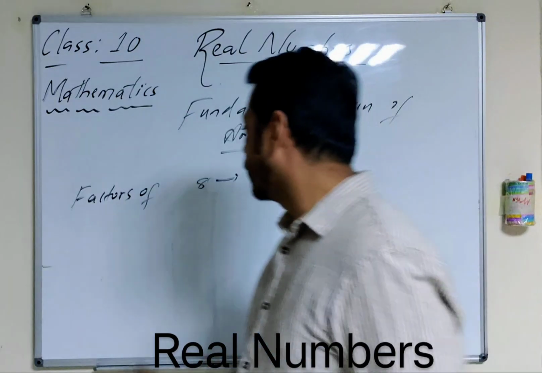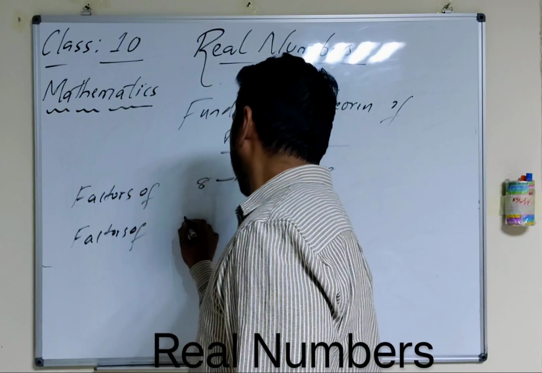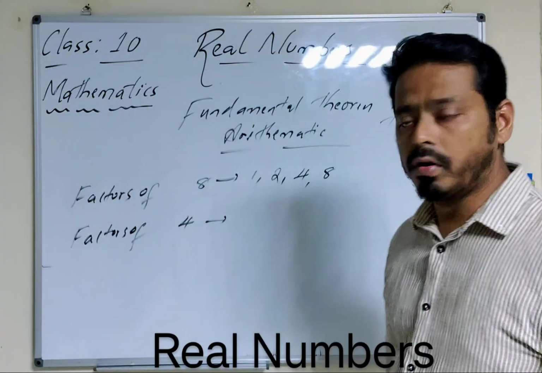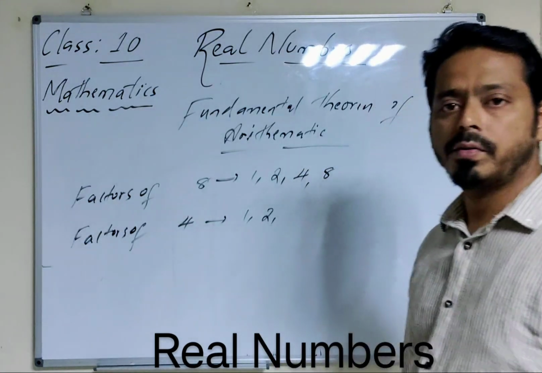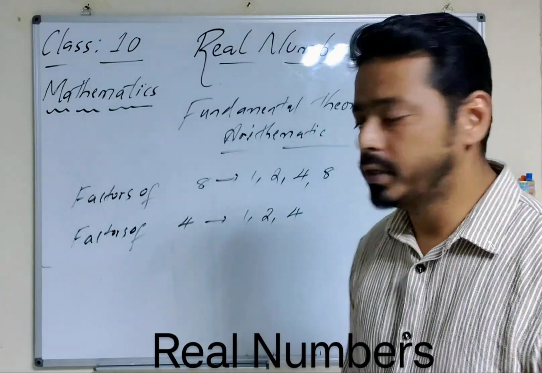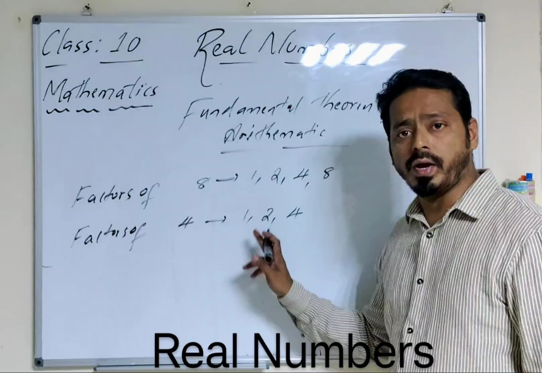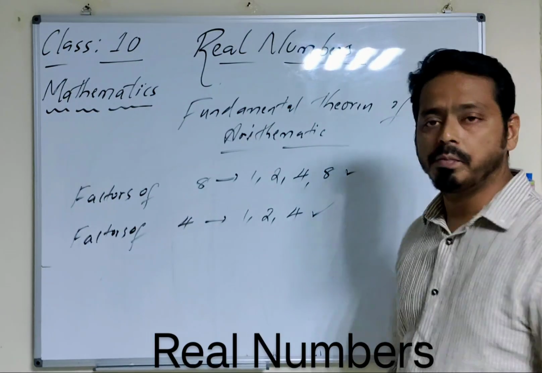Let us take one more example. Now we can see the factors of 4. In the factors of 4, you can see 1 divides 4, 2 divides 4, and 4 also divides 4. So 4 is also a composite number. Why? Because it has more than 2 factors. When you see the factors of 4, you have 3 factors here. So 4 is also a composite number.